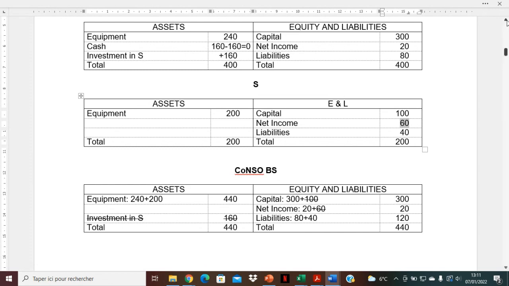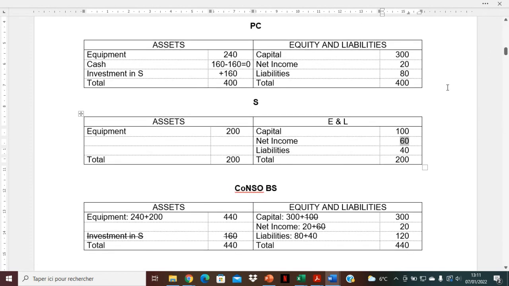Prepare the consolidated balance sheet at acquisition date here for the two companies. Any questions, please? No questions so far.